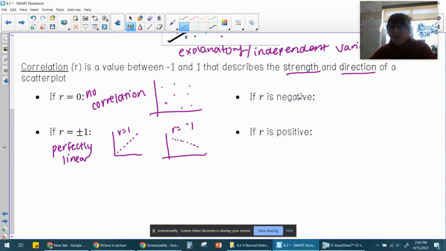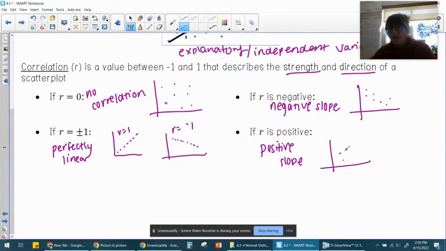If R is negative, that means that there's a negative slope. So it doesn't have to be perfectly linear, but just a general downward trend. And if R is positive, that means there's a positive slope, just generally trending upward.